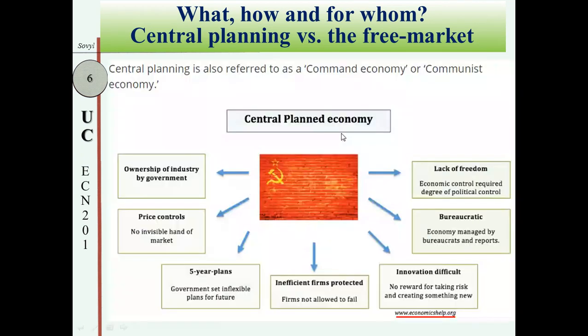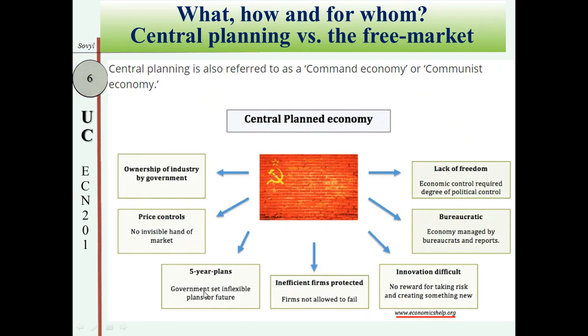centralized economic systems. Okay, based on economichealth.ops, a centralized economic system is also referred to as a command economy or communist economy. A centrally planned economic system could be like this: ownership of industry by the government. That means the government owns manufacturing, owns industry, enterprises or factories. Price control by government. No invisible hand or market. Because of price control, everyone must respect the government.